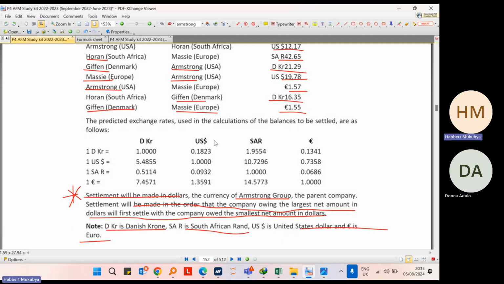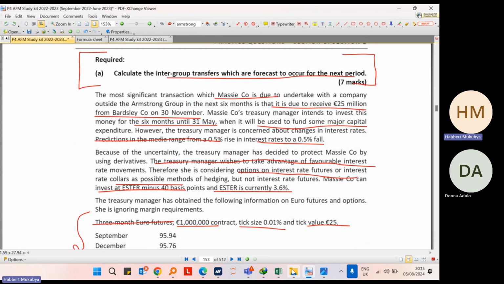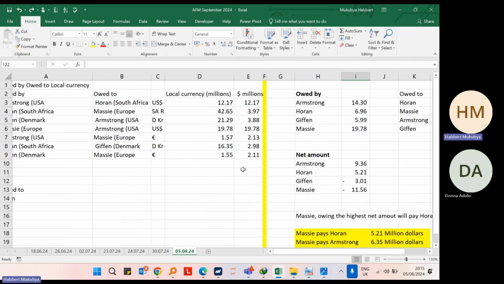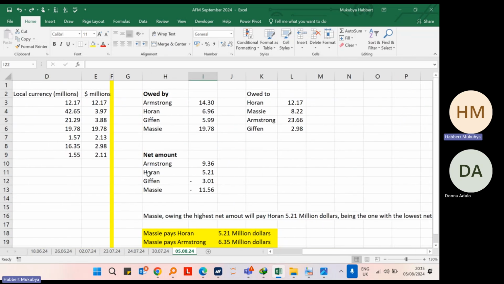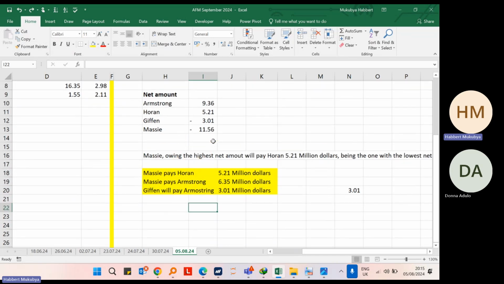Okay. So that is the first part, and that is for 7 marks. So you would have to set up owed by, owed to, then you net, then you come to the conclusions of how the transaction will be.